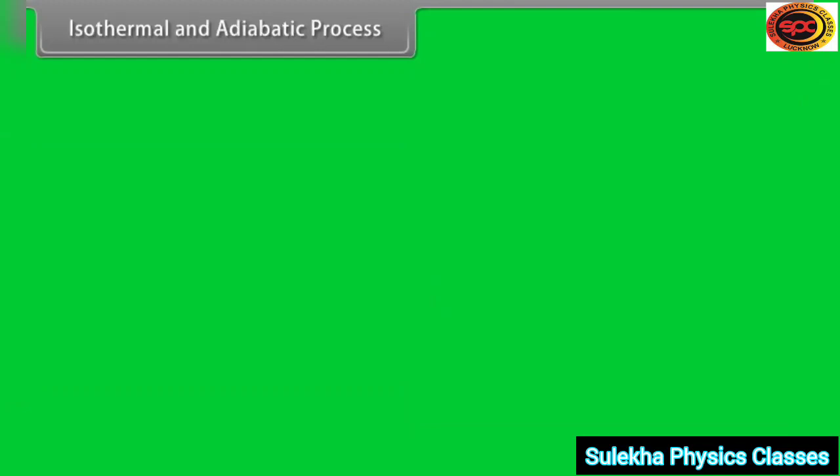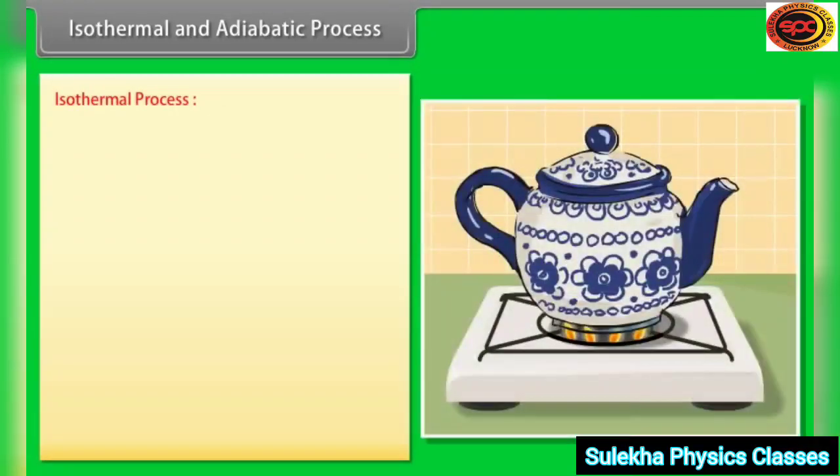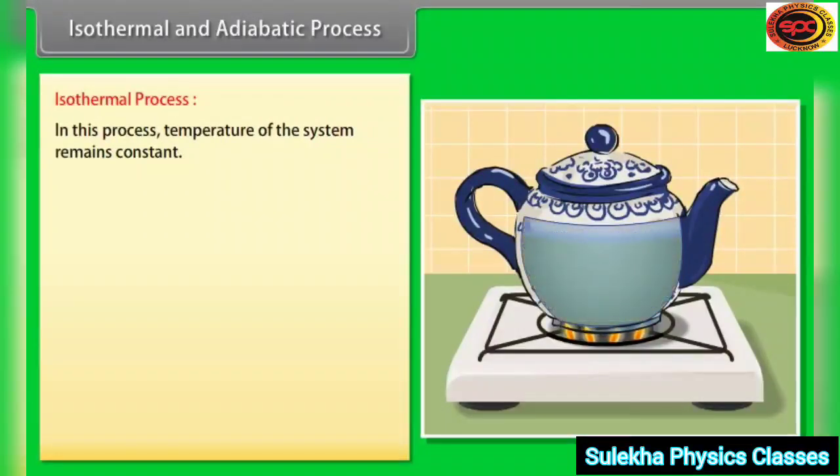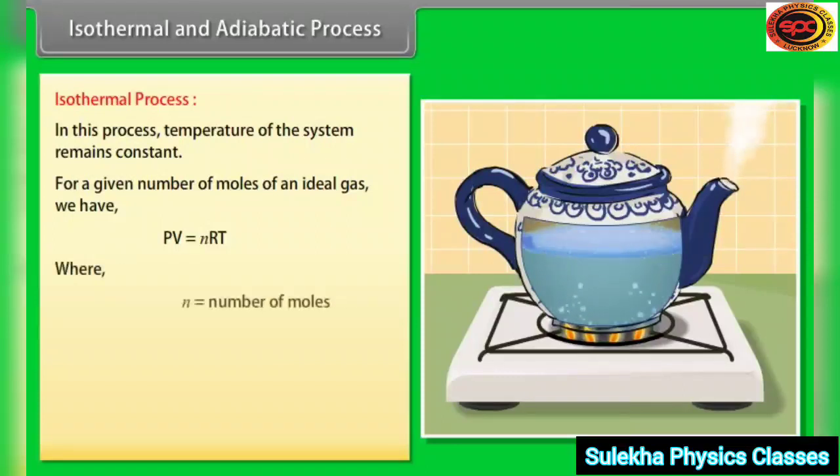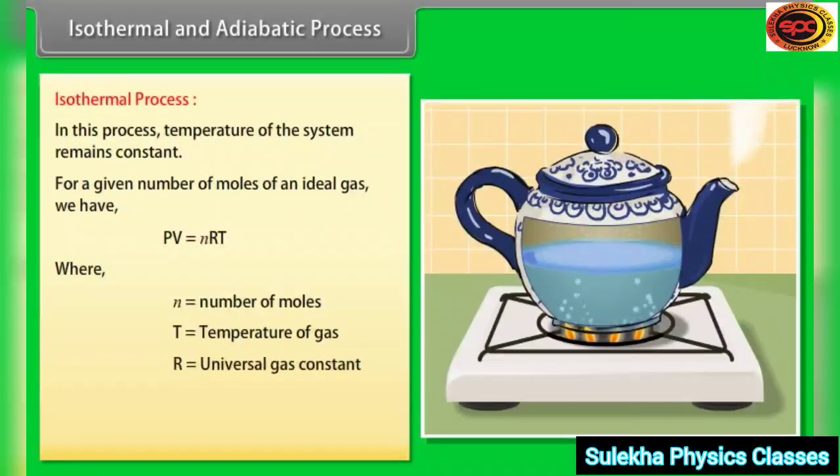Isothermal and adiabatic process. Isothermal process. In this process, temperature of the system remains constant. For a given number of moles of an ideal gas, we have PV equal to nRT, where n is the number of moles, T is the temperature of the gas, R is the universal gas constant. Since T is constant, therefore PV is also constant.